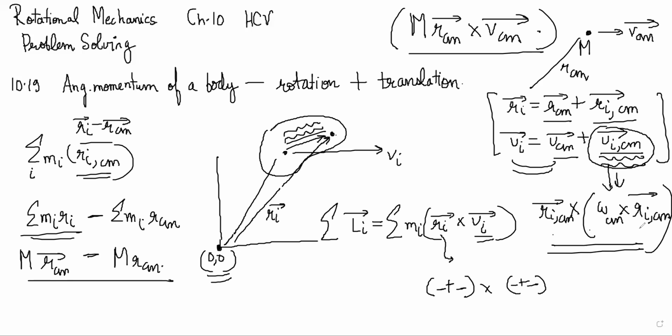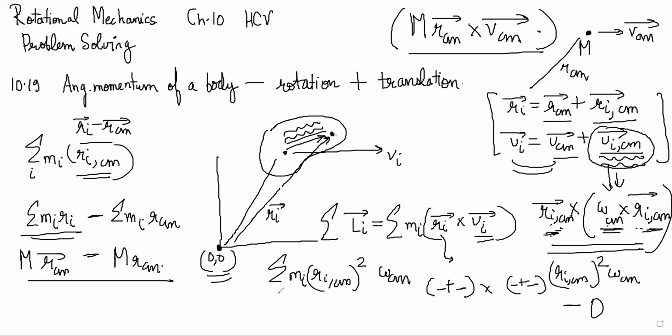So this is again A cross B cross C, which will be A dot C times B minus A dot B times C. A dot C becomes Ri with respect to CM squared times omega, minus A dot B, which is 0 because omega is out of the plane while Ri is in the plane. So that term becomes 0, and there is an Mi summation outside. So you get summation of Mi Ri with respect to CM squared times omega. Now this thing is the moment of inertia about the center of mass.